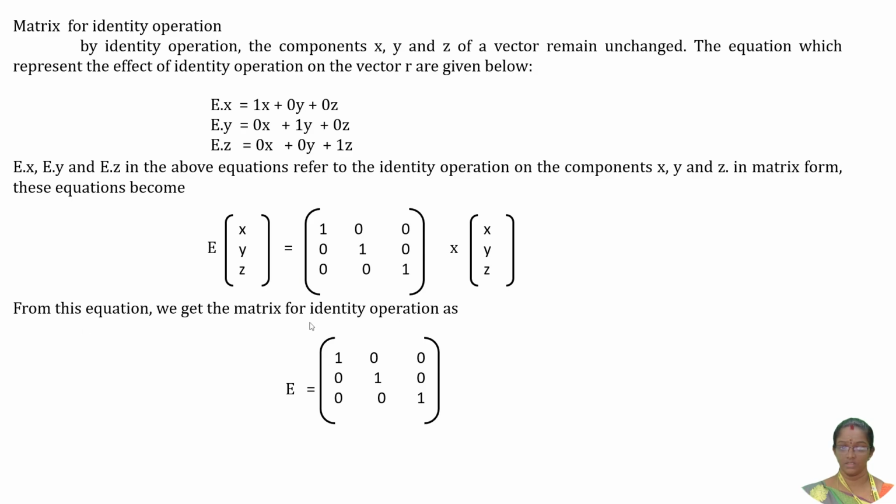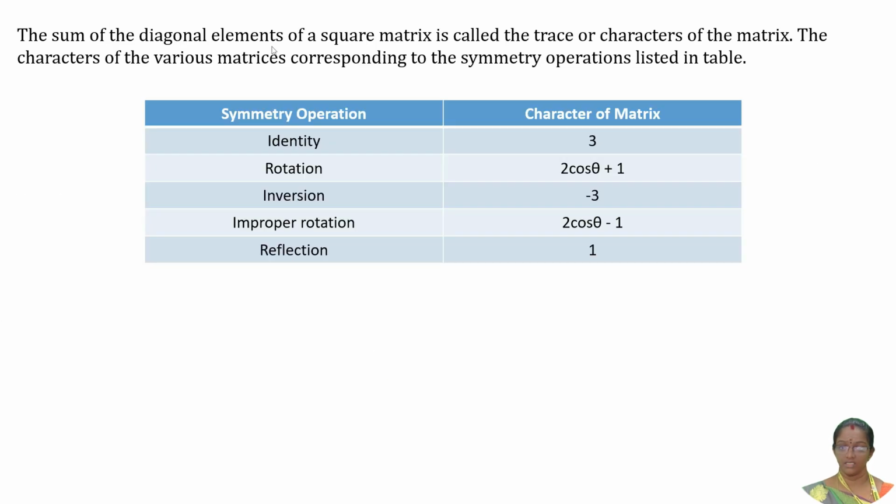The sum of the diagonal elements of a square matrix is called the trace or character of the matrix. Adding the diagonal elements here, it becomes 3. So the character of the matrix for the identity element is 3.